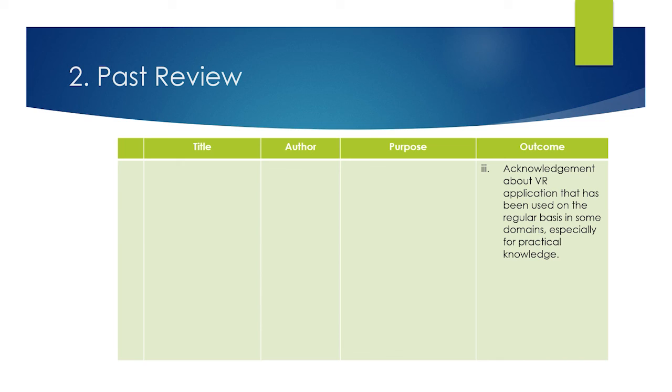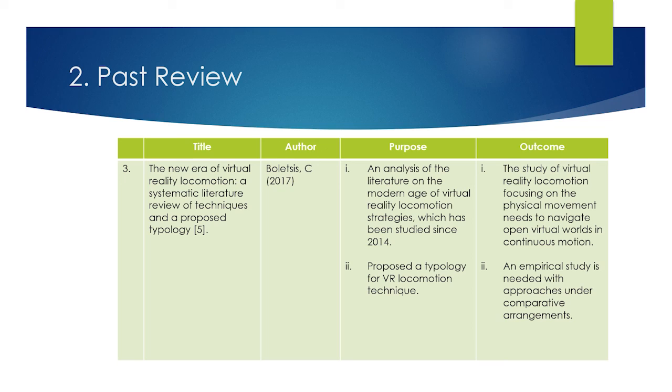Number 3, acknowledgement about VR application that has been used on a regular basis in some domains, especially for practical knowledge. Paper number 3, the new era of virtual reality locomotion, a systematic literature review of techniques and a proposed typology. The purpose of this paper is an analysis of the literature on the modern age of virtual reality locomotion strategies, which has been studied since 2014. Number 2, this paper proposed a typology for VR locomotion technique.